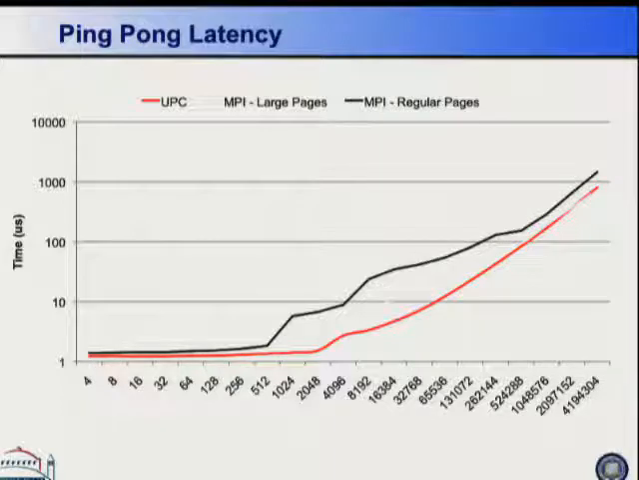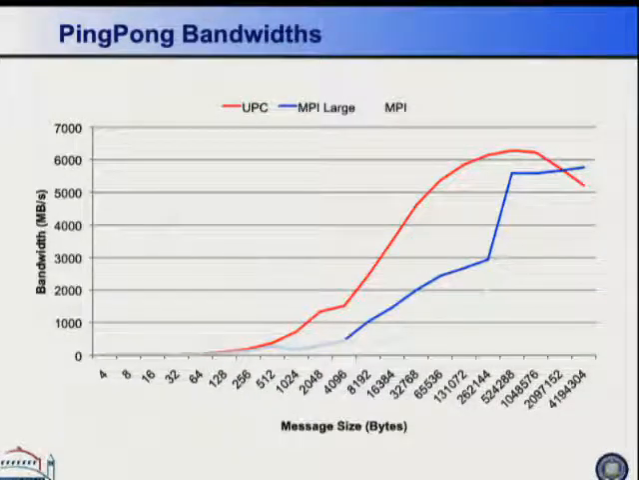So this is latency, so once again, down is good, and the UPC number is down here, whereas the MPI number is up here, and you can't really see it, but because there's a white line in between those two, which is the MPI number for what are called large pages. So there's a way of controlling the page size, which gives you better communication bandwidth. So this is still a work in progress, though. These numbers are going to change over time.